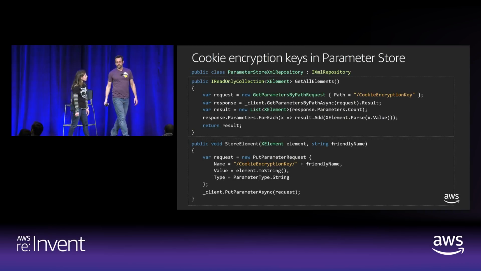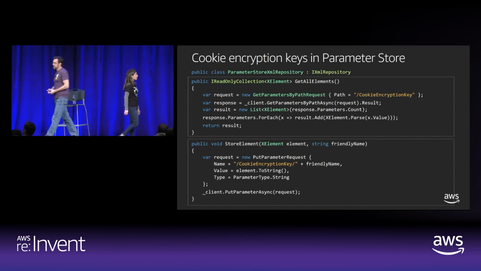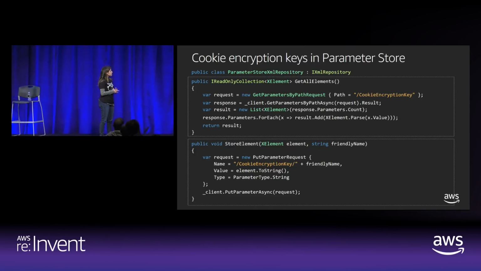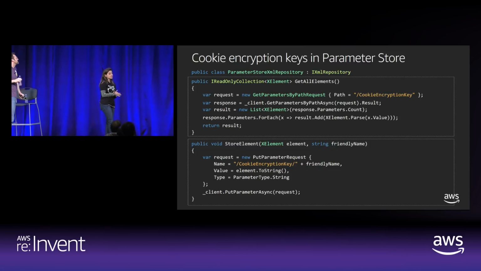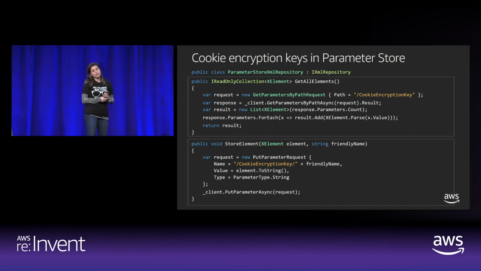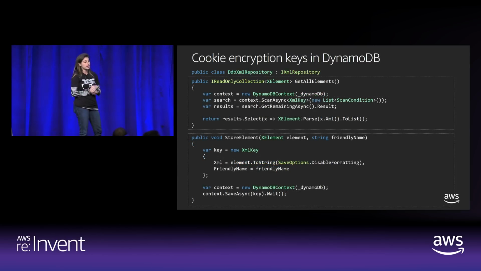So this is our class that we used to store our cookie encryption keys in Parameter Store. Initially, we chose Parameter Store because it's free and it's serverless and it's a feature of AWS Systems Manager. But then we thought about it and, because it's free, we don't know how much traffic we can actually be sending to it. And so we changed our minds and decided to store the cookie encryption keys in Dynamo.